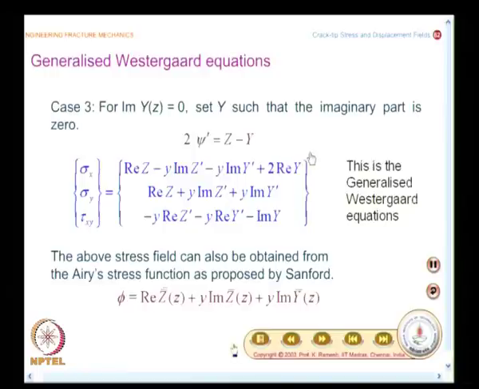Rather than coming from the Kolosov-Muskhelishvili route, I could also get these set of equations by directly differentiating them appropriately. I have the Airy stress function, by suitably differentiating it, I would be able to get this. Until this, you have all written it down in the last class. Now, we will proceed. What is the form of capital Y as well as capital Z?